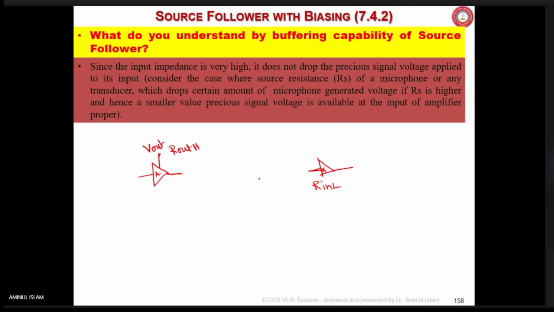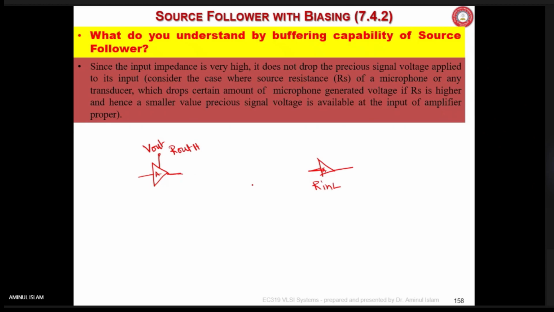So GM into RD parallel RL. If the resistance of the output circuit is less, then the gain will be reduced. The gain will be reduced, and you want higher gain. Why is this gain getting reduced? A little more insight: GM into RD parallel RL is the voltage gain of a common source stage. Basically, yes, you are more or less correct.